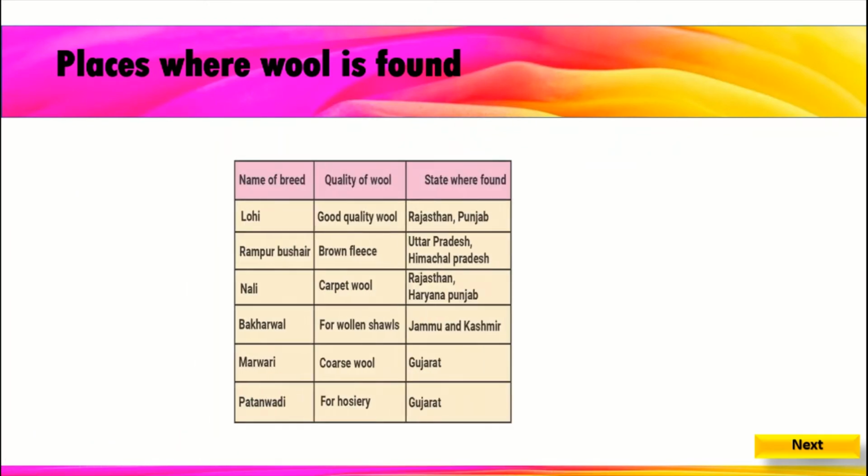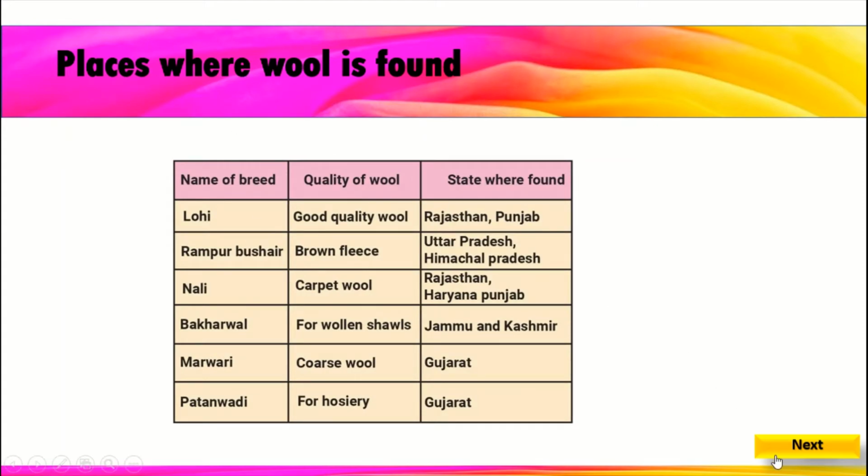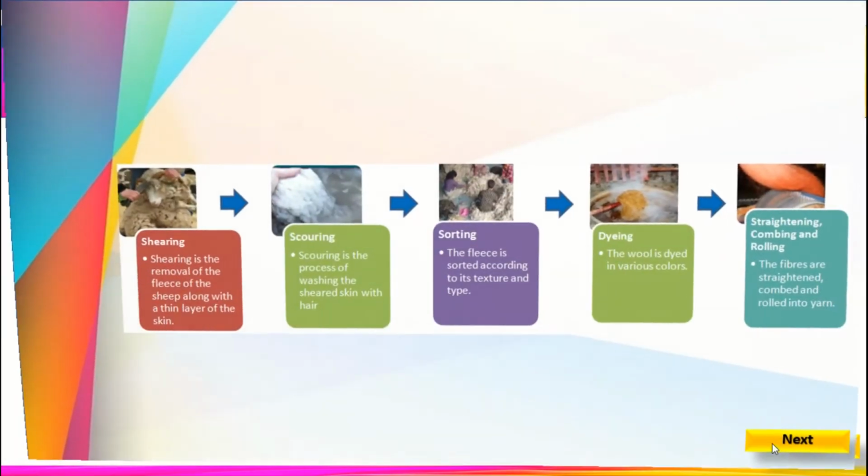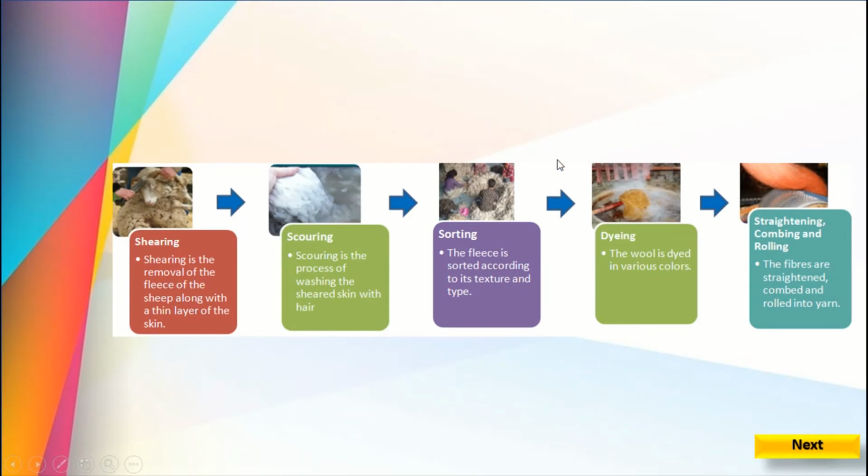So this is where wool is found, right? So we will come back to this. So this is a clear picture, right? There, that was a correct picture, but there was something missing, that is sorting, right?